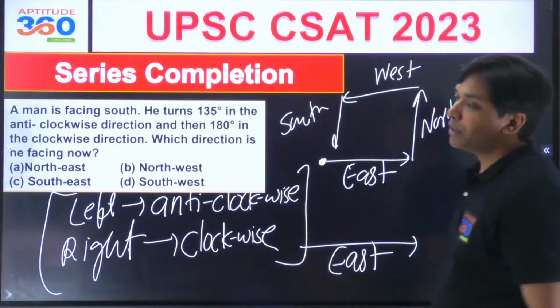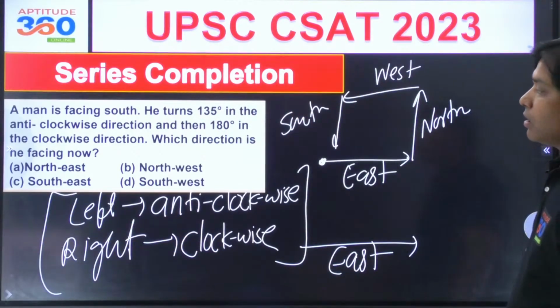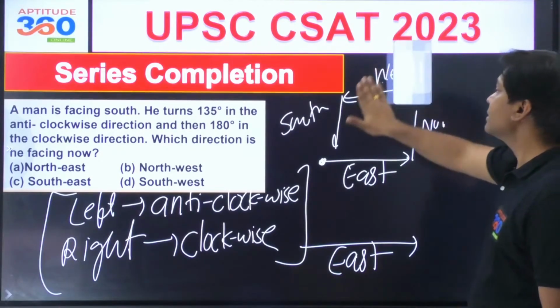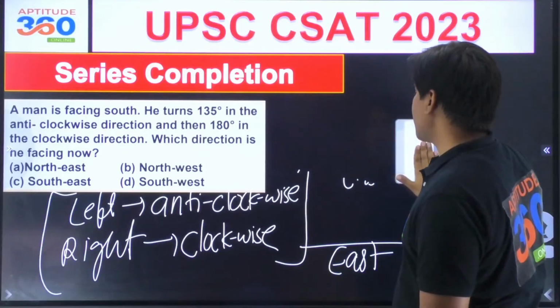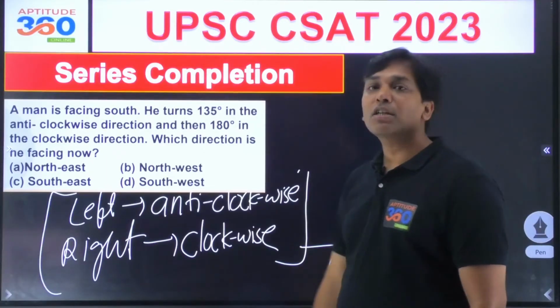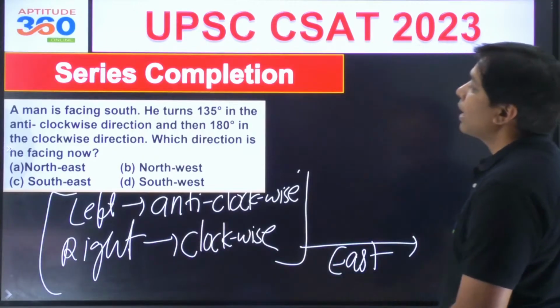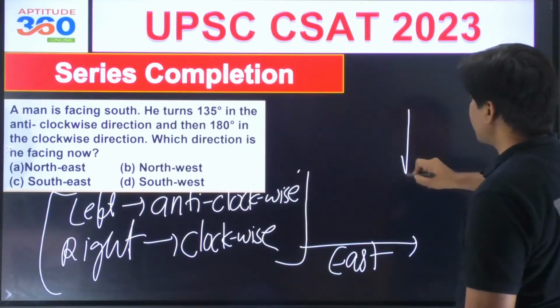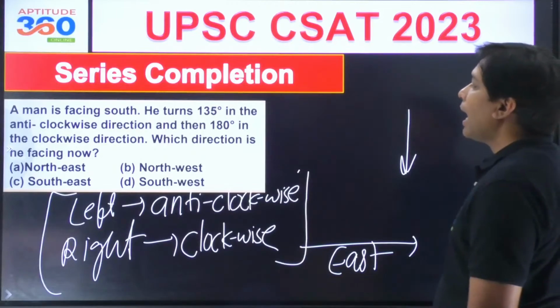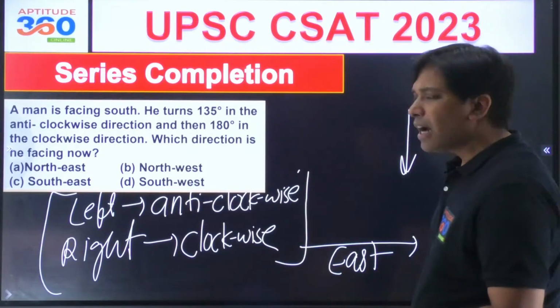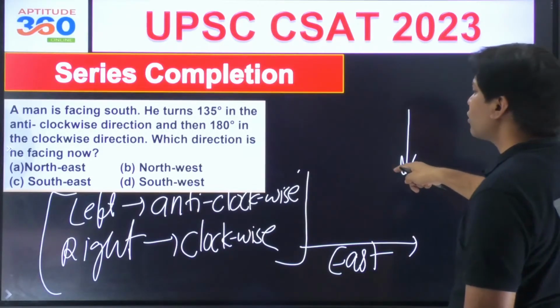Solve this problem, people. A man is facing. So what did I say? There are two things that you need to focus upon. Left is anti-clockwise and right is clockwise. अभी देखो. A man is facing south. This person is facing south, and he turns 135 degrees in anti-clockwise direction. Anti-clockwise बोला तो भी ठीक है, यानी opposite of movement of the clock.